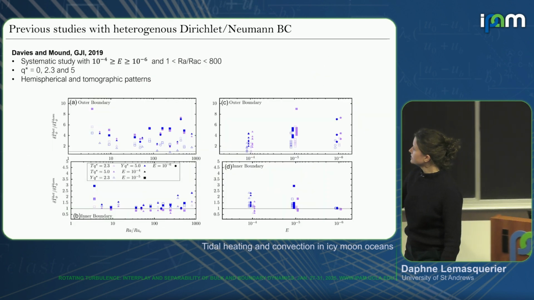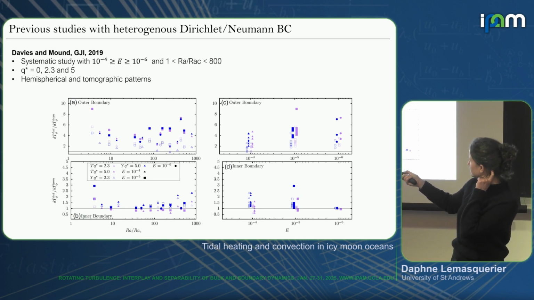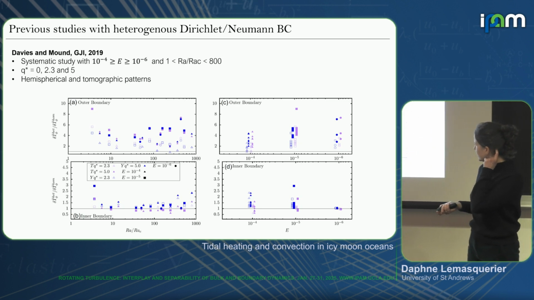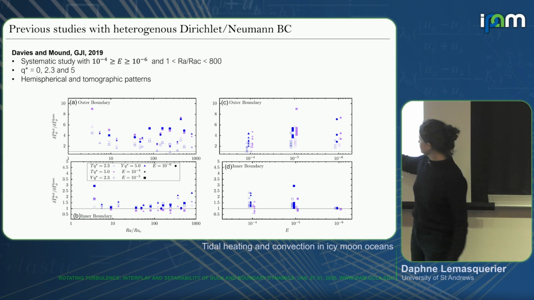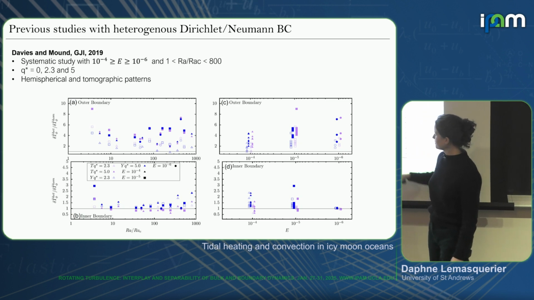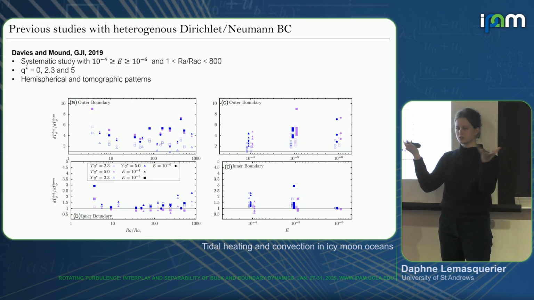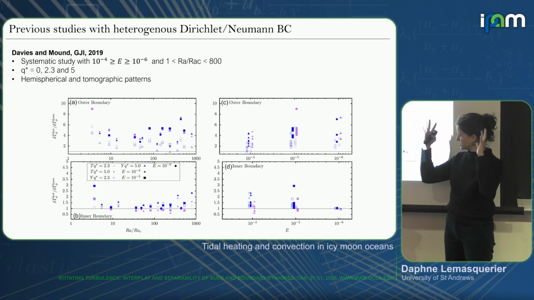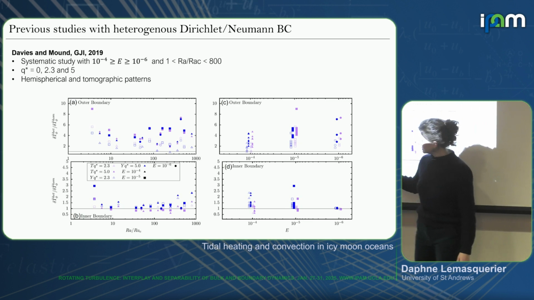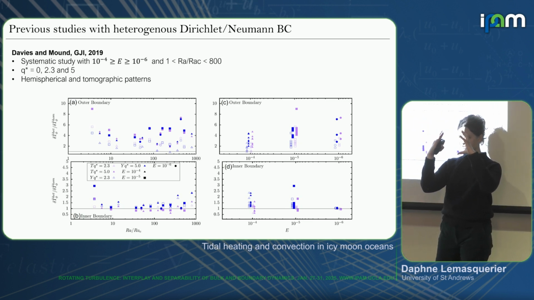However, there have been more recent studies, in particular by Davies and Mound, 2019, where, so I don't know why I put all of these figures. Let's just focus on this one, panel D. So again, it's the same kind of setup, spherical shell, rotating convection with an imposed heterogeneous heat flux pattern on the outer boundary. And what they show here is the temperature variations that they get at the inner boundary relative to the temperature variations that you get at the inner boundary in the case of homogeneous heating, okay?